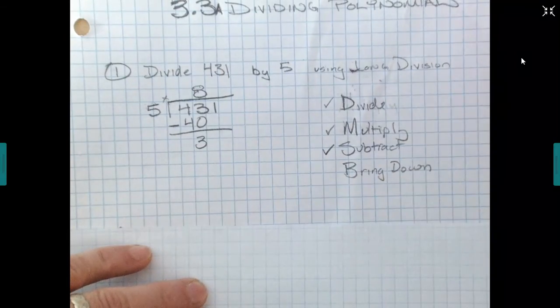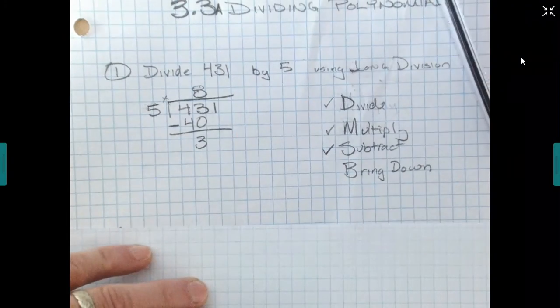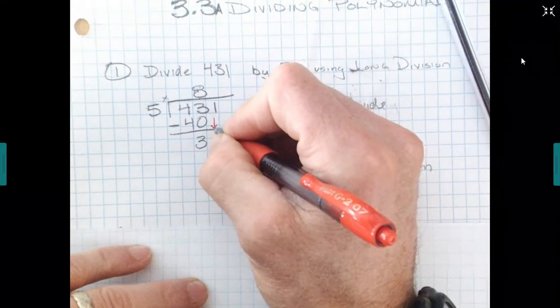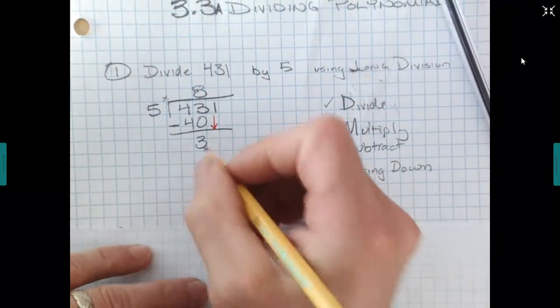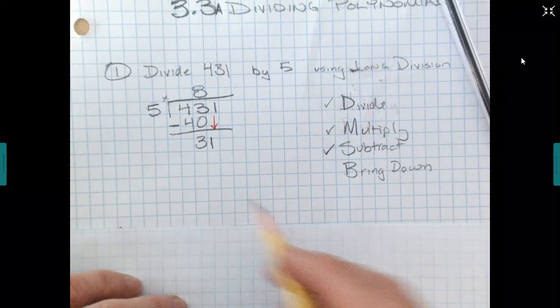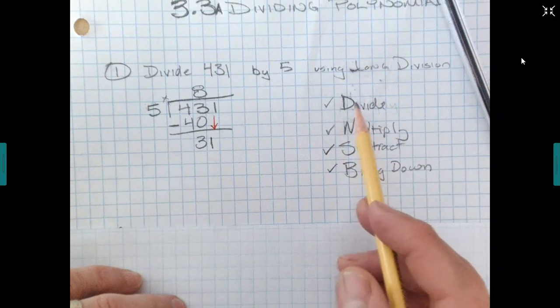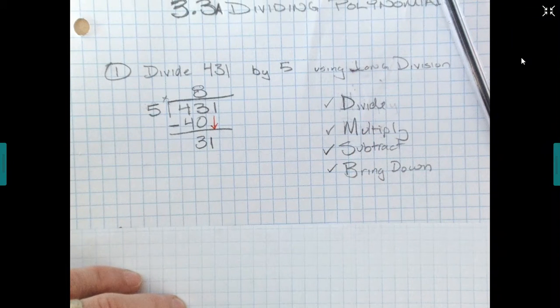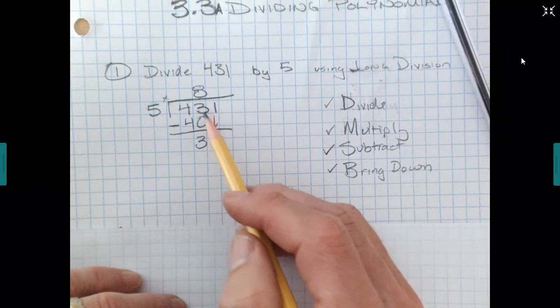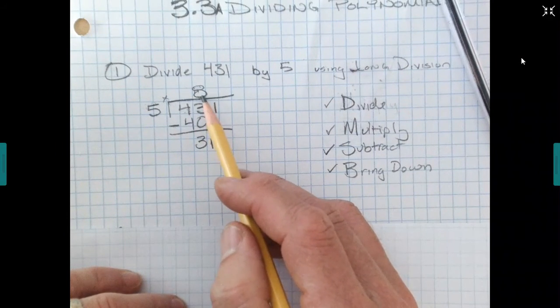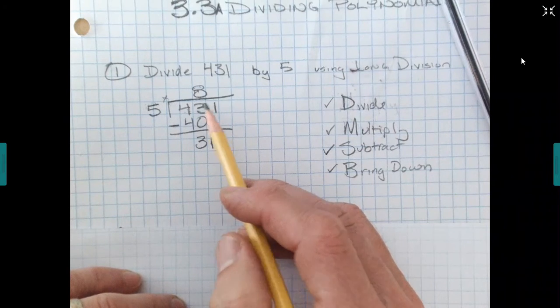And then our last step is to bring down. So bring down the 1. And we have 31. And so we start all over again. We do this until we have a number on top of each one of these. So we started off, it didn't go into 4, so it went into 43, so that's why I put the 8 on top of the 3.